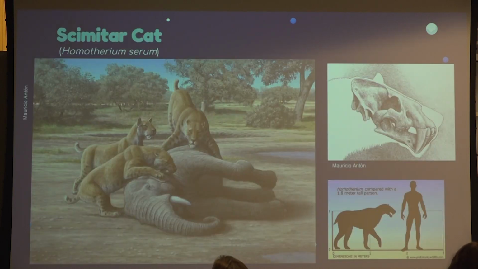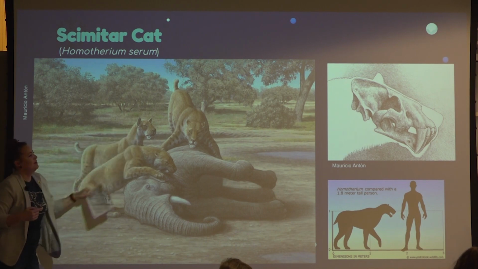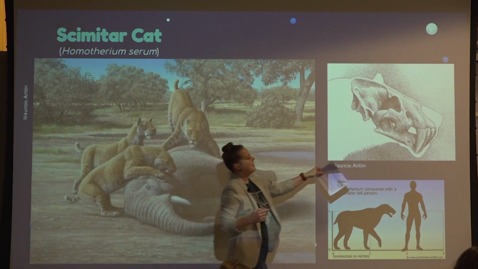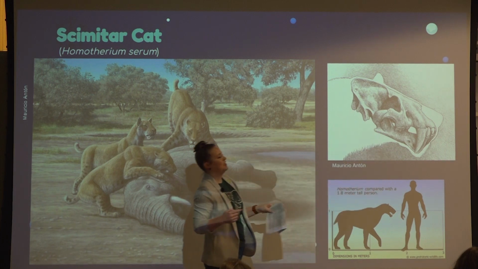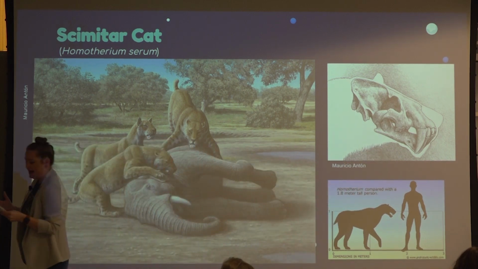We also had the scimitar cat. So unfortunately, the famous Smilodon, the saber-toothed cat, never made it this far north. They liked it much warmer, farther south. But this guy, Homotherium, did spread out. This is the most widespread long-toothed cat that ever lived. So its sabers were about 4 inches long, which are not as long as the big saber-toothed cats, but they're still much longer than a modern big cat.